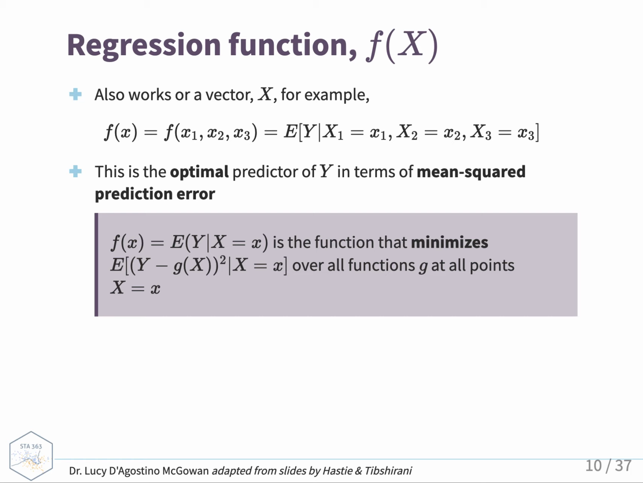And so what do I mean that it's optimal? I mean that this regression function, the expected value of y given x equals little x, is the function that minimizes the expected value of y minus g of x squared, given x equals little x, over all functions g at all points of x. So basically, it's going to minimize that squared error across all potential functions. You could pick a whole bunch of different functions to try, and this one is going to end up with the smallest mean squared prediction error.